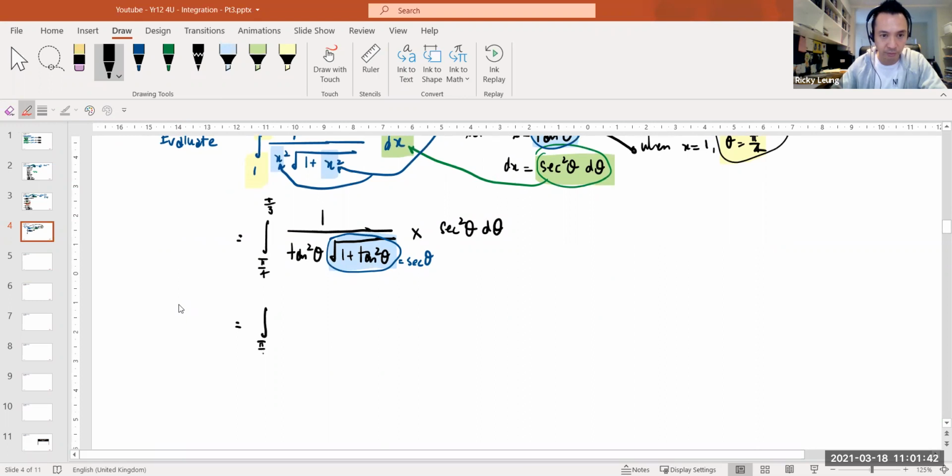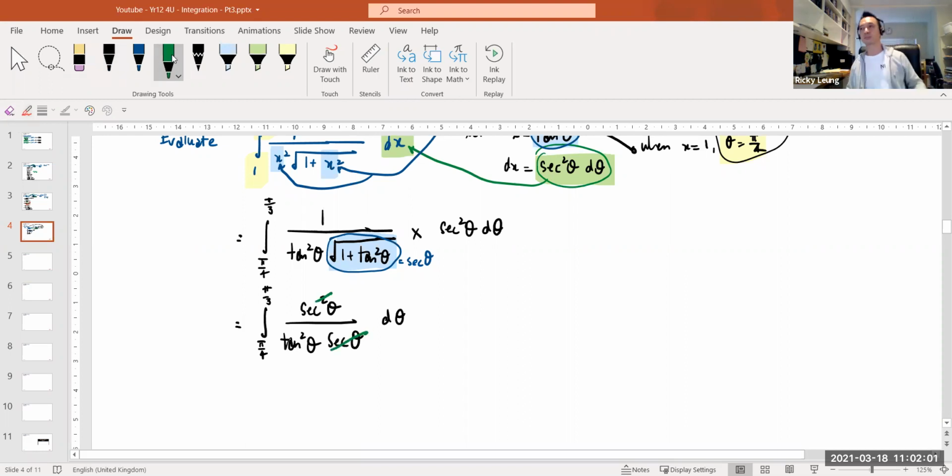So pi on 4 to pi on 3, 1 on tan squared theta. Now that's sec, and on top I'm going to put the sec squared there, d theta. The squared cancels out. Now I've got sec on tan squared. Those on top of their integration game in four-year maths start looping through: can I use substitution? Because it's sec and tan. If I let u equal tan, the derivative is sec squared. That doesn't work because I only have sec on top. So it's not a substitution question.